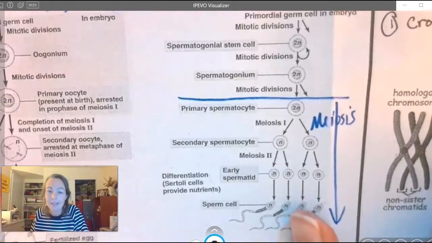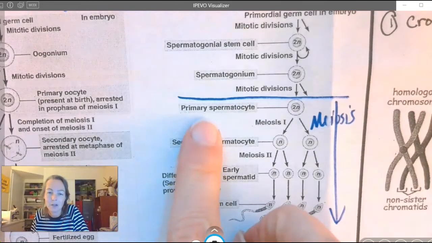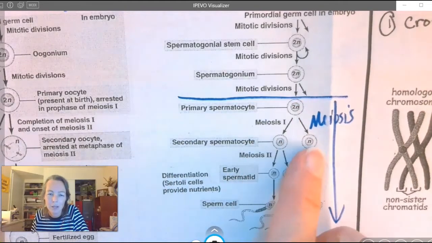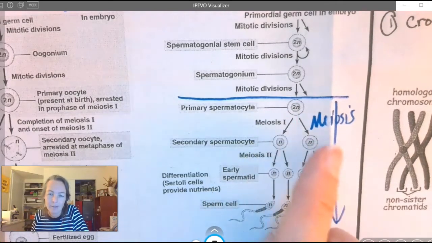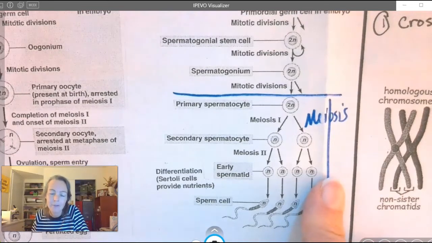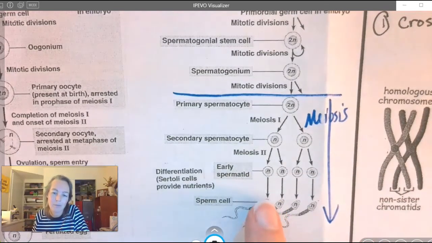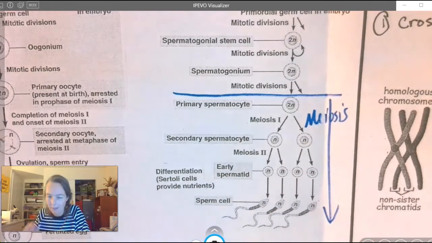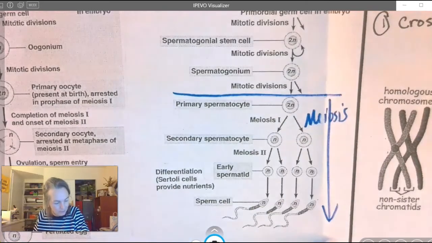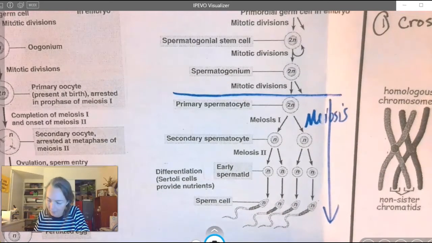And what happens is in the testes, there are these cells called primary spermatocytes, which are 2N. They undergo meiosis 1 to make secondary spermatocytes, so they go from 2N to N. They undergo meiosis 2 to make early spermatids. And then they differentiate, they become sperm cells, 4 sperm cells that are haploid, they add the tails and that kind of thing. So this happens continuously, and you get 4 viable sperm.